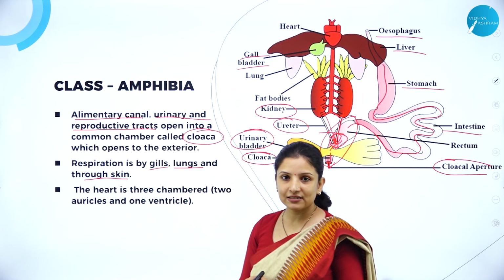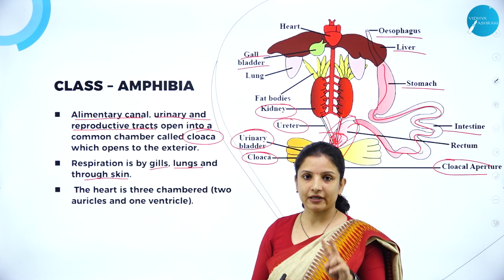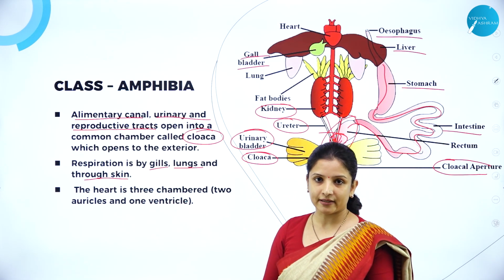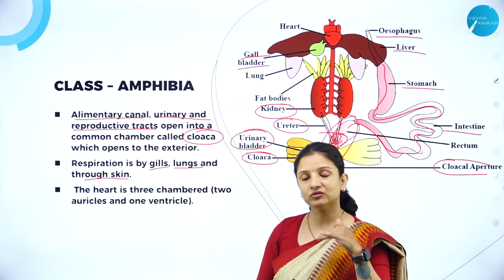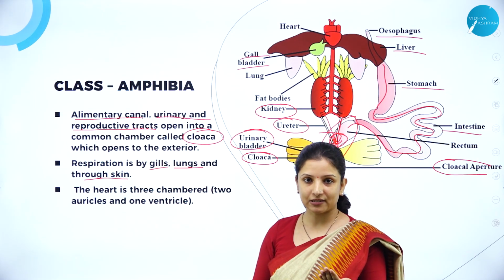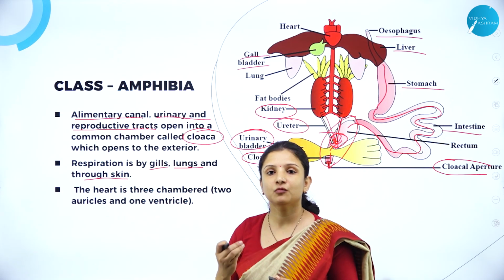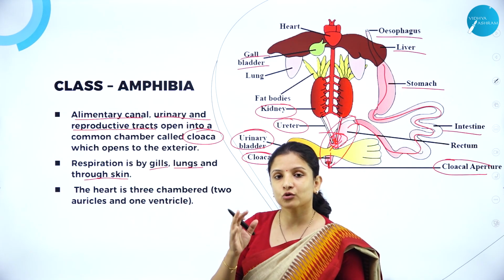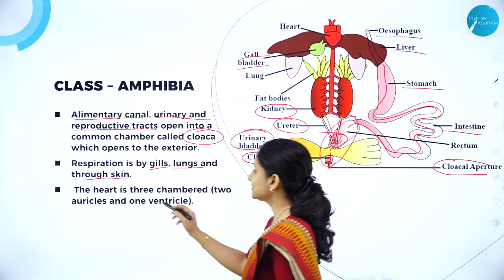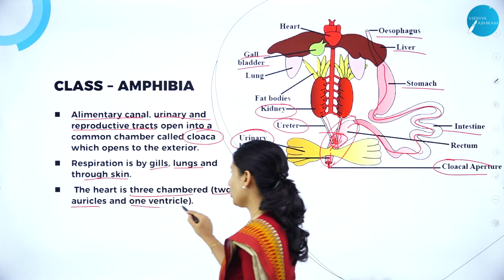Now they have gills as well as lungs because they have a dual life, right, wherein they spend life both in the water as well as on land. So when they are on land, they use their lungs for respiration, and when they are in the water, they use gills for respiration. And also frogs especially have small pores on their skin through which the exchange of gases can take place. And the heart is three-chambered, wherein it has two auricles and one ventricle.